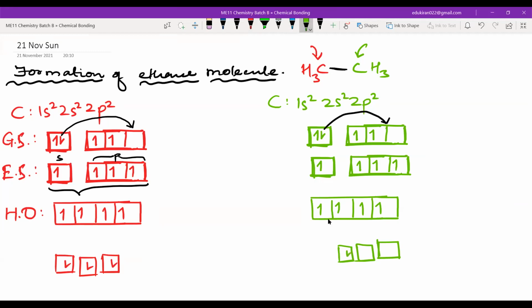So one electron for each of these hydrogen atoms, like this. Similarly here also, each of these hydrogen atoms will have one electron. And when you have two unpaired electrons, they can interact with each other and form bonds. Similarly here also, these can form bonds, okay?